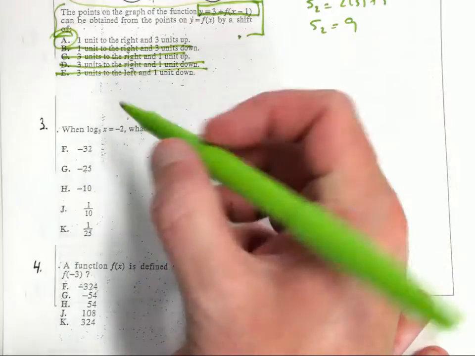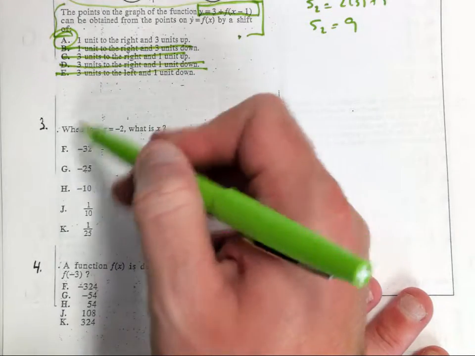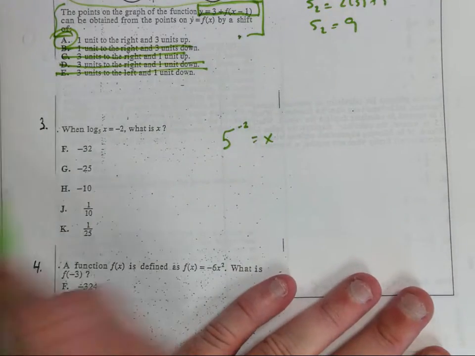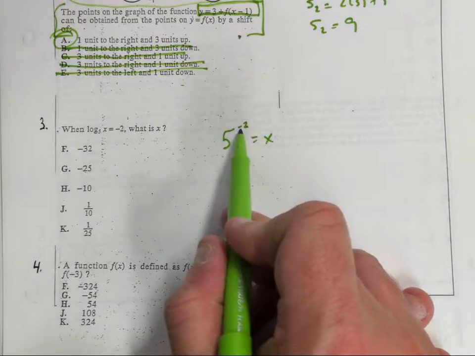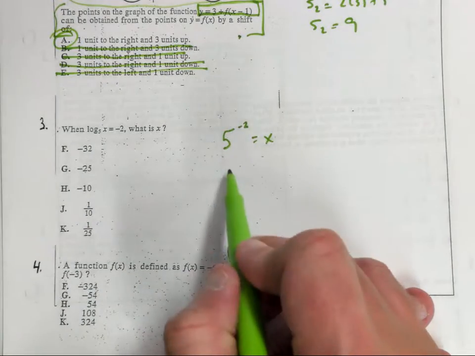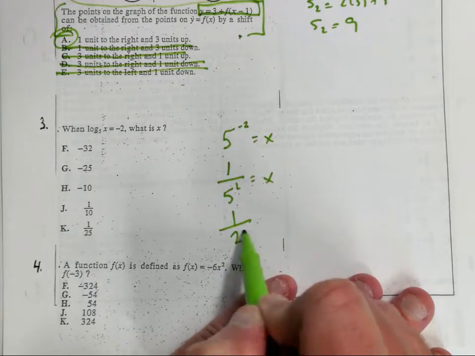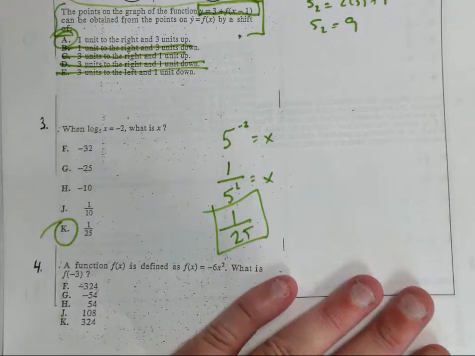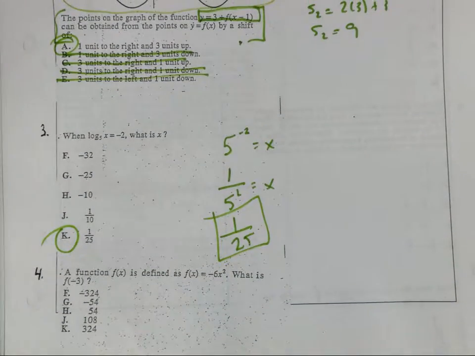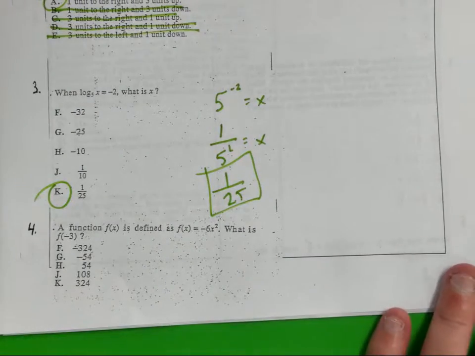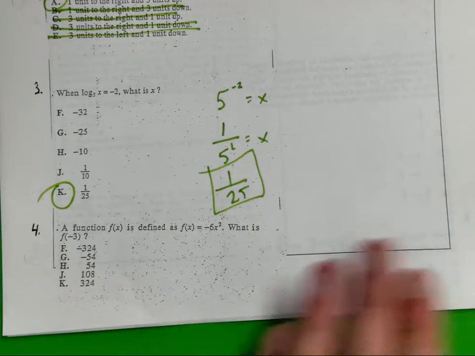I glanced at my answer choices and saw I have some whole numbers, negative numbers, and then I have some fractions. I'll look at this. Can I keep that negative 2 there? I'm going to put it what? 1 over 5 squared, which is 1 over what? Which is 25. Okay. That will take you probably 3 to 5 seconds. You could answer that problem.